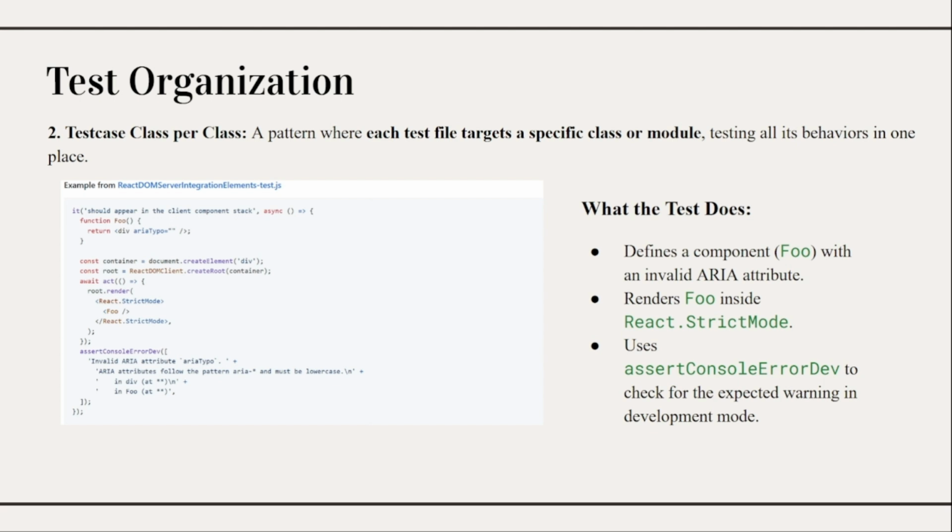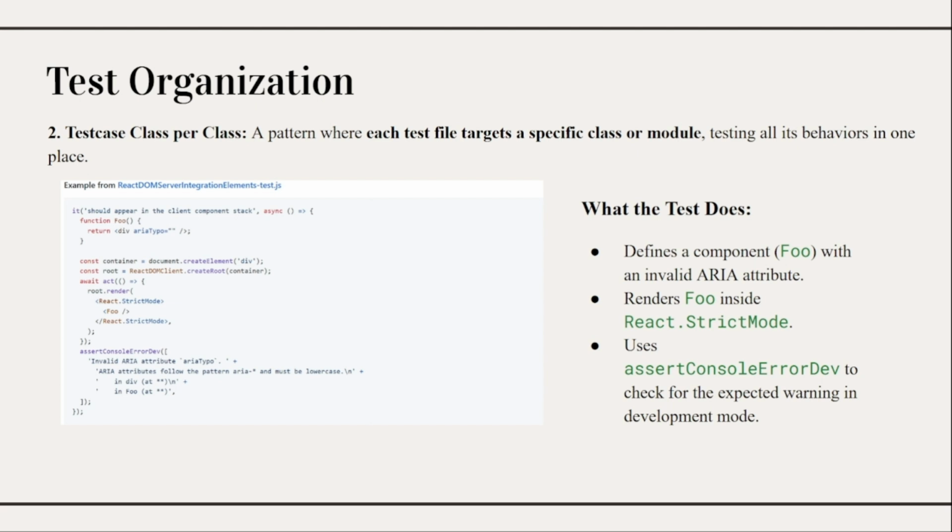So in case you didn't know, ARIA attributes, which stand for Accessible Rich Internet Applications, are used to improve accessibility for screen readers and other assistive technologies. So they have strict naming rules. So this test will check whether React properly warns developers when an invalid ARIA attribute is used. So we'll render the component inside React strict mode and then use the assertConsoleErrorDev function to verify that the correct warning appears in development mode.